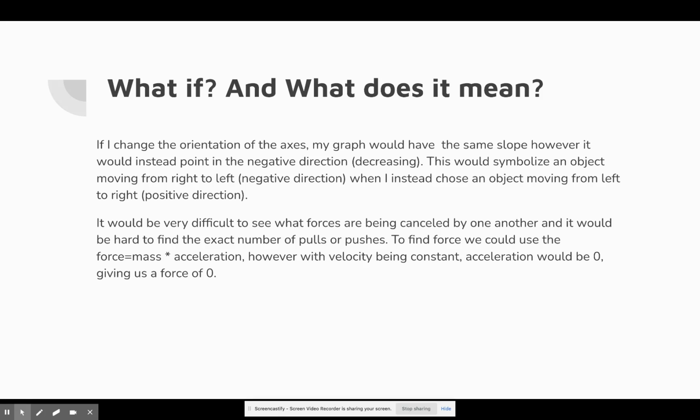And to find the exact number of pushes or pulls on an object, it would be very difficult because with that velocity being constant, as we saw, F-net would be 0. And also in this equation, force equals mass times acceleration, acceleration would be 0 with that constant velocity, and it would give us an overall force of 0.